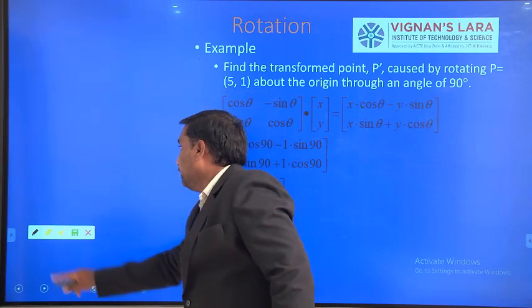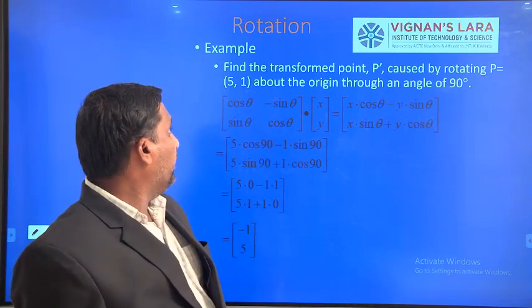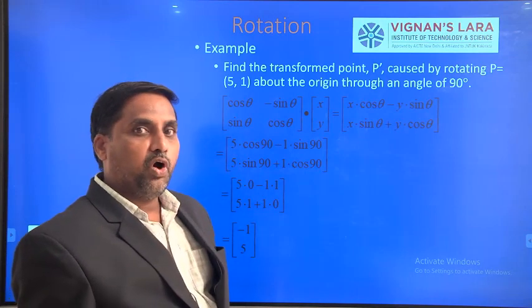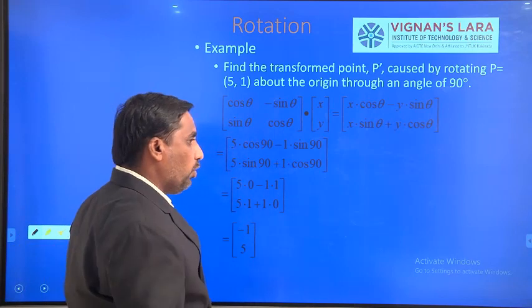So like this, you can transform the coordinates and rotate a point, straight line or triangle about the origin in the 2D coordinate system.